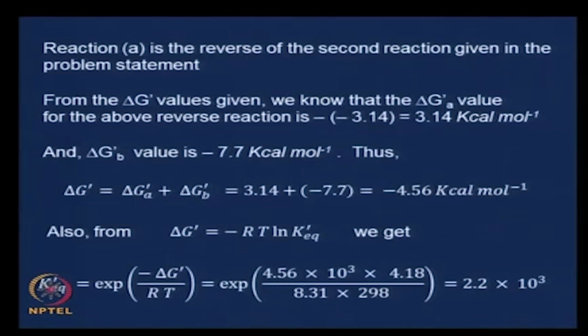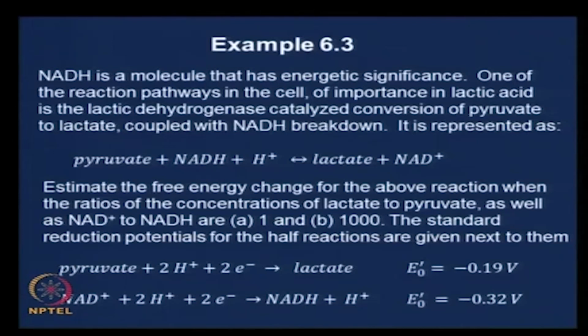Okay, we will work out one more problem to become more comfortable with these concepts, which is example 6.3. NADH, nicotinamide adenine dinucleotide, the hydrogenated form of that, NADH, is a molecule that has energetic significance. You can recall this: NADH molecules result from the glycolysis pathway and the TCA cycle, and they are the electron carriers between these reactions and the oxidative phosphorylation pathway in the cell.